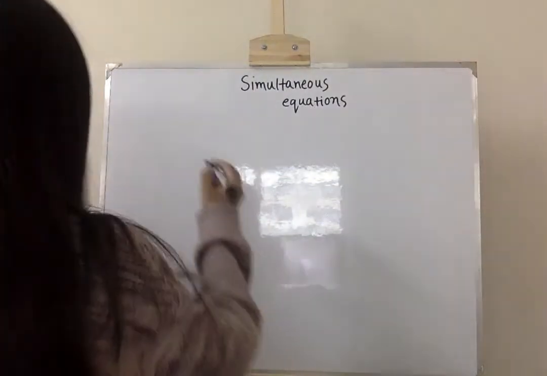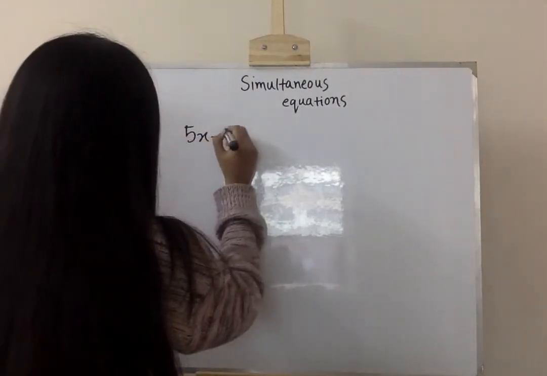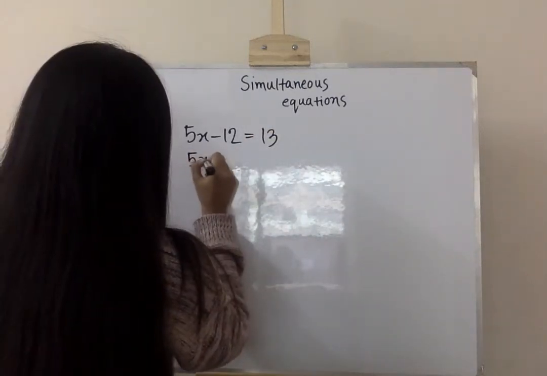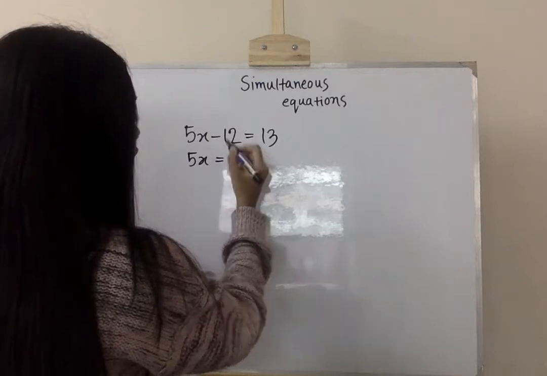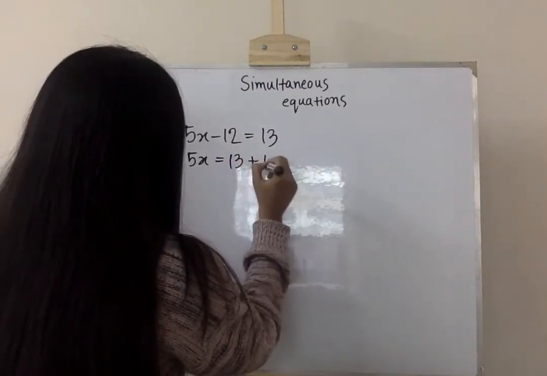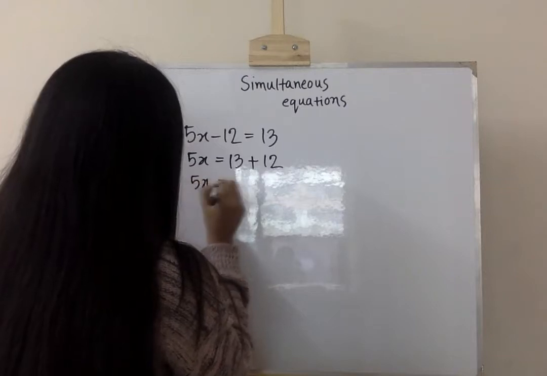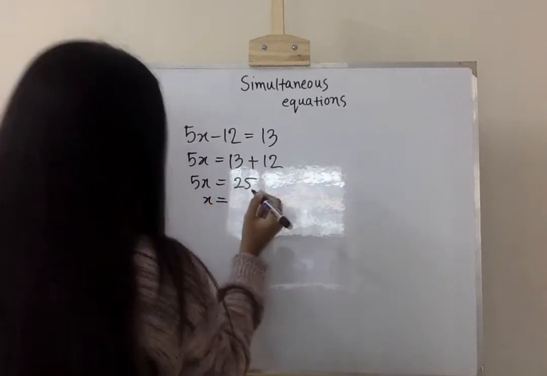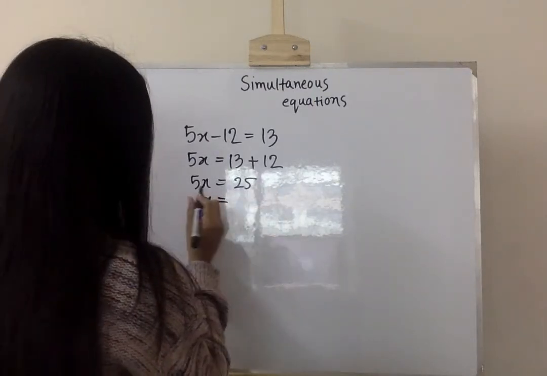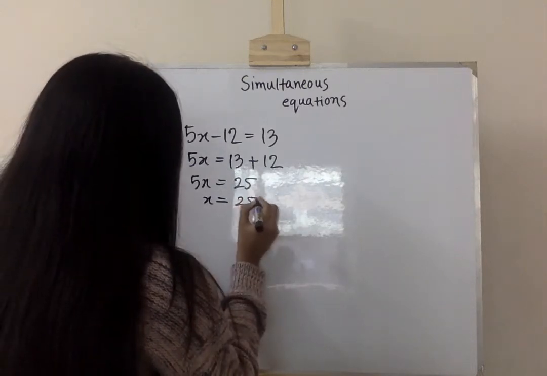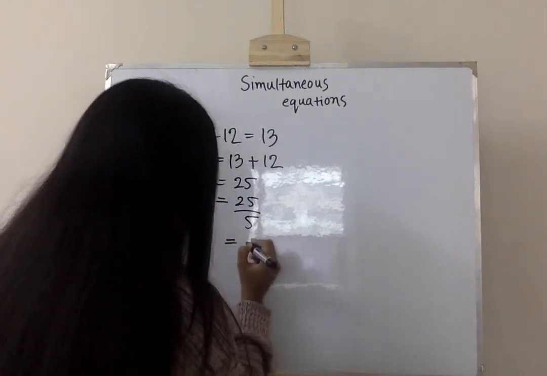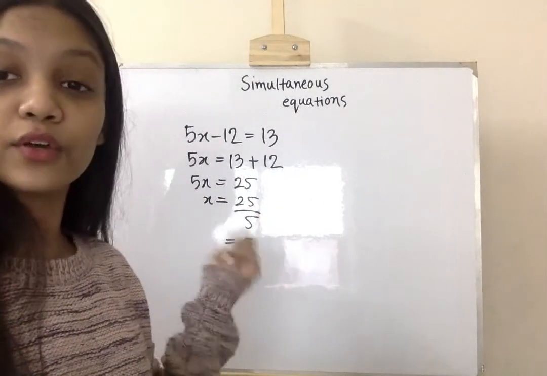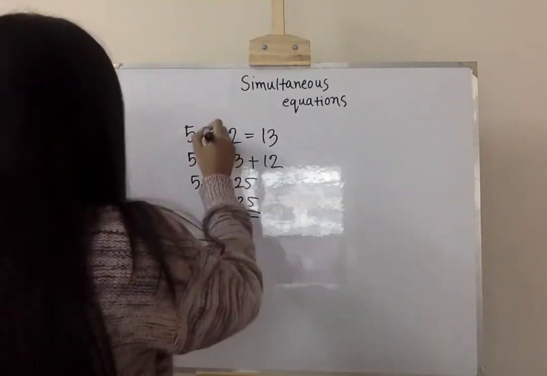Normally we have seen equations like 5x minus 12 is equal to 13. We can see that 5x is equal to, when minus 12 changes side, 13 plus 12, which equals 25. Then x is equal to 25 divided by 5, since 5 multiplies x. Then we can see that x equals 5. It is very easy to solve equations which have one variable, which is x in this case.